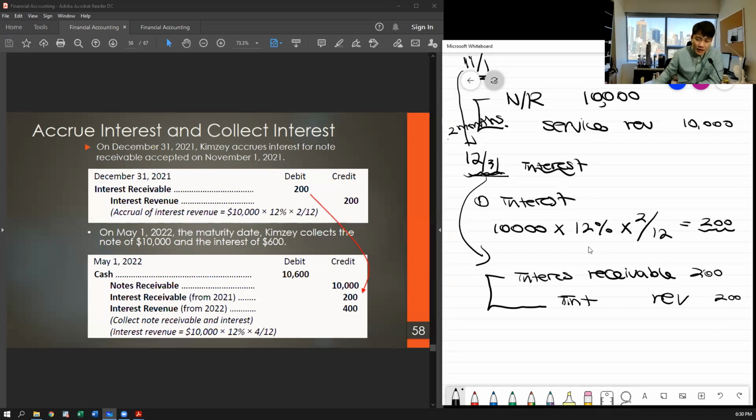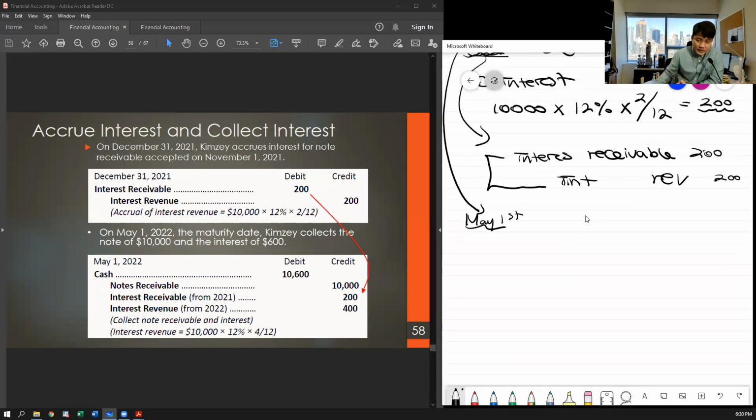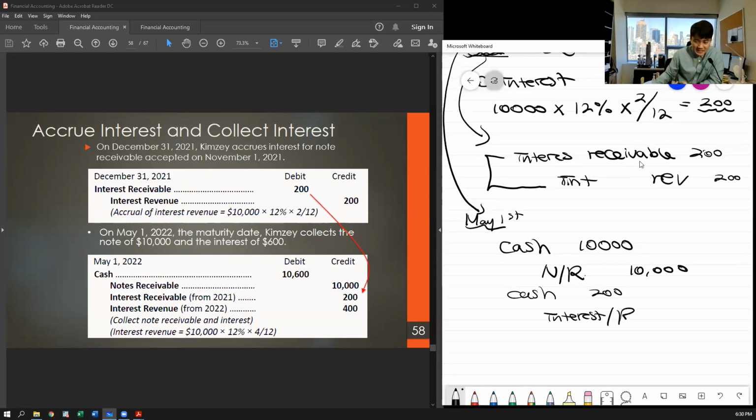Now, after 4 months, that's going to be May 1st. First, on May 1st, the company will receive cash, the original principal amount, $10,000, and you will reduce the notes receivable by $10,000. Now, on December 31st, you reported some receivables with respect to this interest. So you're getting cash for 200, and you will again reduce this interest receivable by 200.